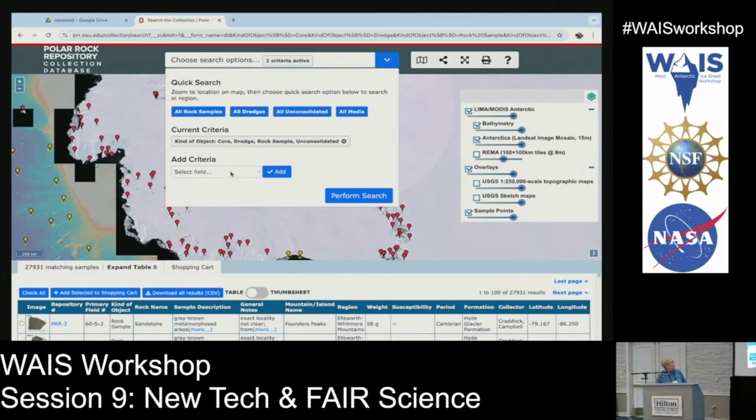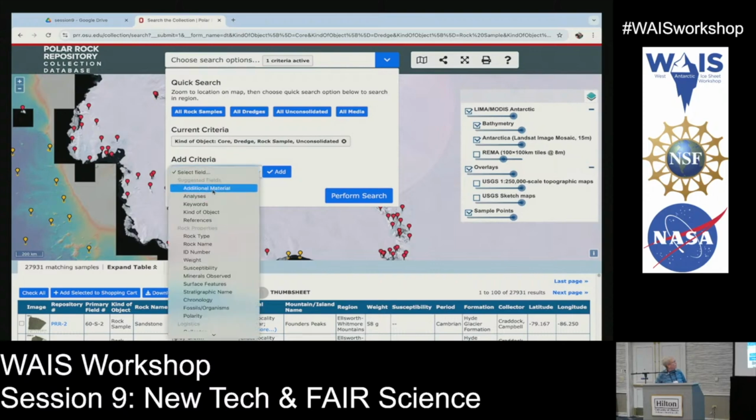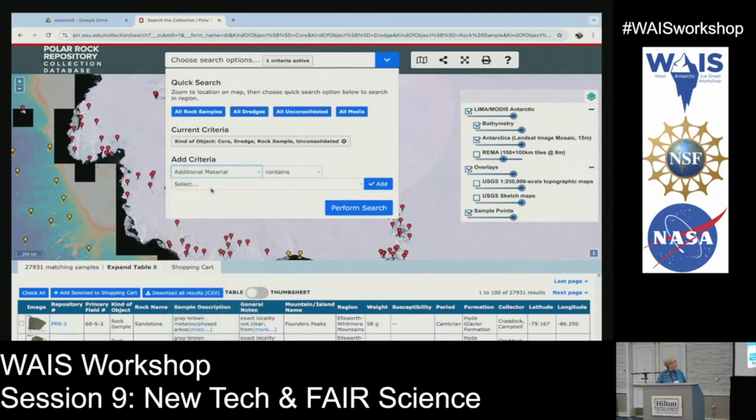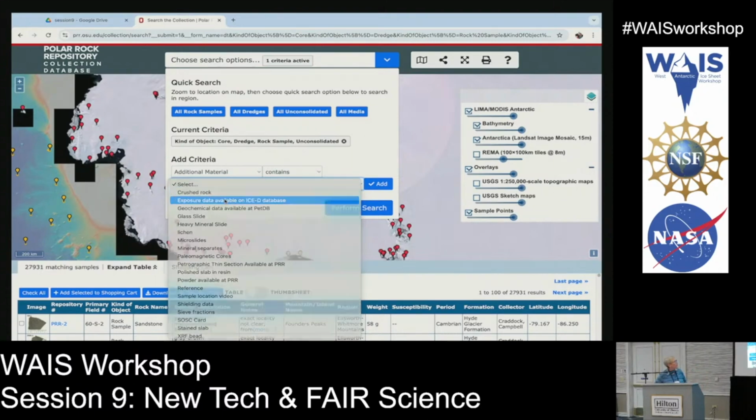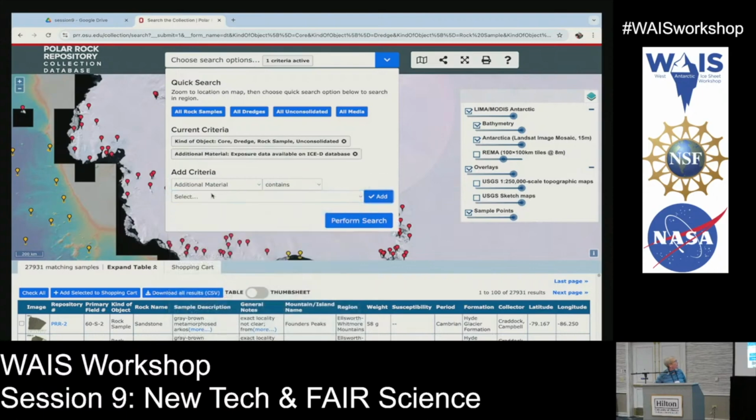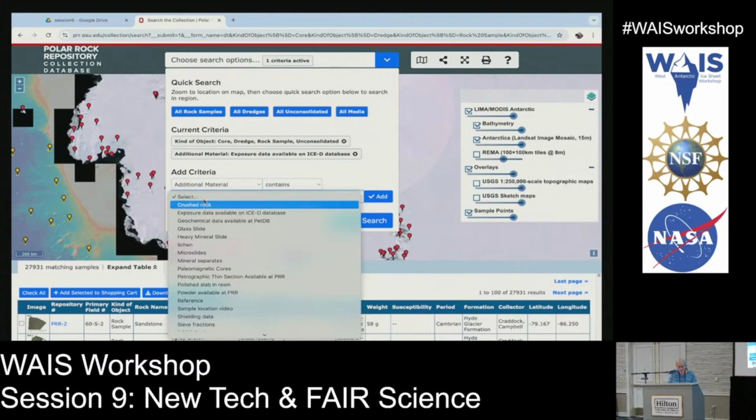So you go to add criteria, and since this is a cosmogenic community, a lot of you at least, we can go to additional material, and here are all the choices you could make if you're wanting to look for samples that have a thin section, or geochemical data in PET-DB. So let's just pick the ICE-D database. I'm going to add that. And then if you know a publication that was published on the cosmogenic data, you could type that in. So I'm just going to pick one I know.